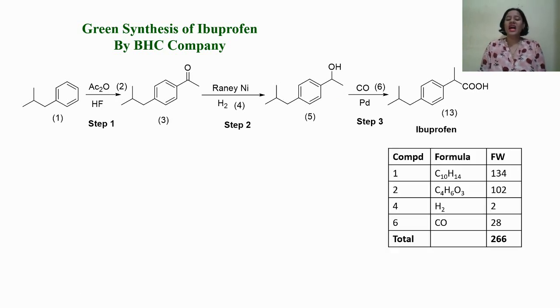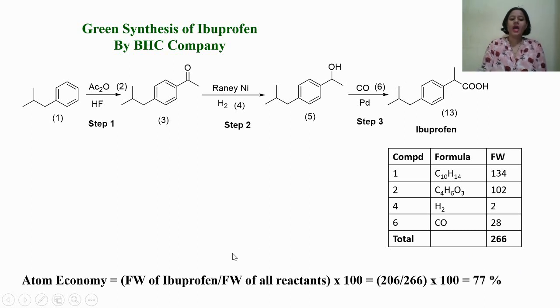Now let us calculate the atom economy of this reaction. The reagents which we will consider again for calculating the atom economy are compound 1, compound 2, this 4 hydrogen and 6 carbon monoxide. So the total formula weight of all the considered reagents is 266. Atom economy is formula weight of ibuprofen, 206, divided by formula weight of reactants, 266, into 100, which is 77%. So this reaction has a greater atom economy than the previous reaction, which is only 40%.